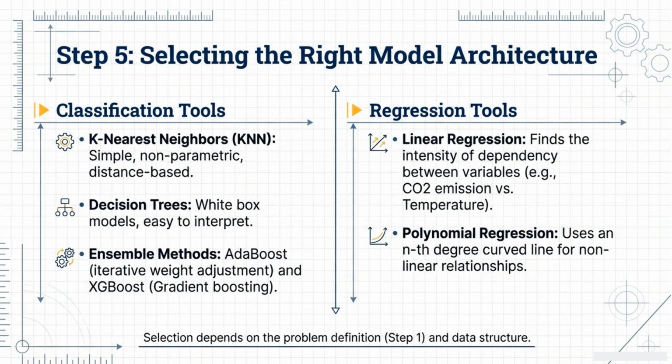Step 5 is selecting the right model architecture. Classification tools include k-nearest neighbors and decision trees. Regression tools include linear and polynomial regression. The selection depends on the problem definition from Step 1 and the data structure.